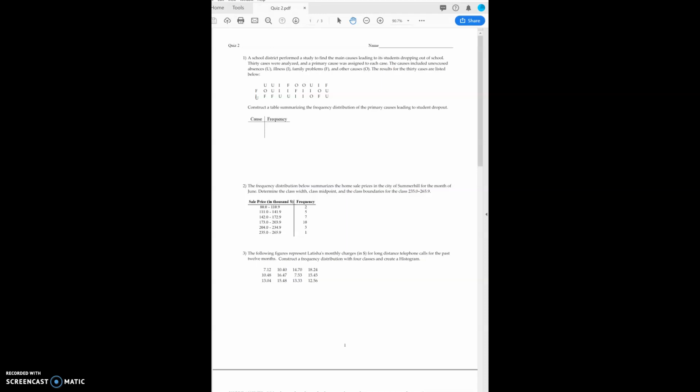Okay, so here is the quiz we took last week. And the first question is asking to create a summary frequency distribution. First, when we see the data, we see qualitative data.